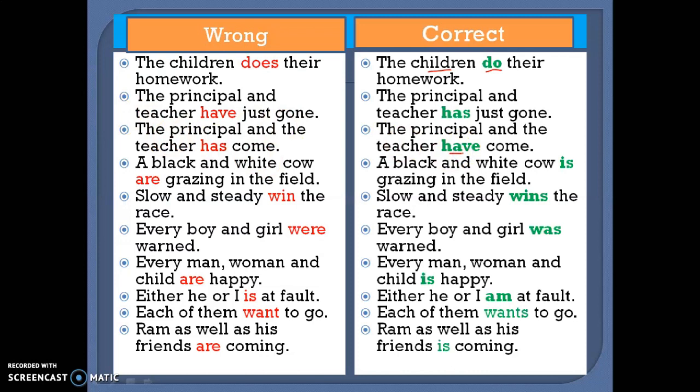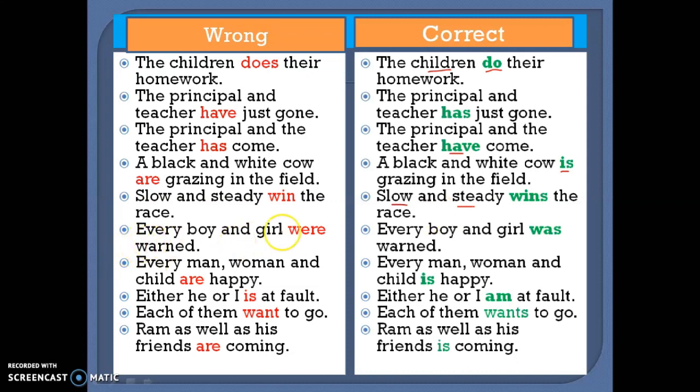A black and white cow are grazing in the field. Correct sentence is a black and white cow is grazing in the field, because we are talking about a cow which is black and white. Next, slow and steady win the race. We are not talking about two different things, because these two different things indicate the same thing. Slow and steady wins the race.